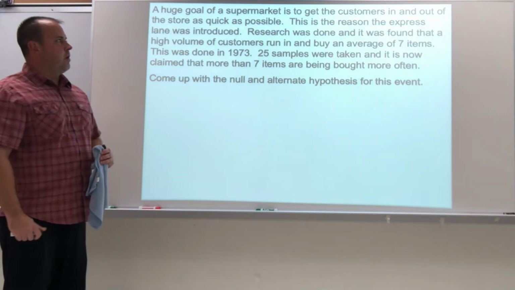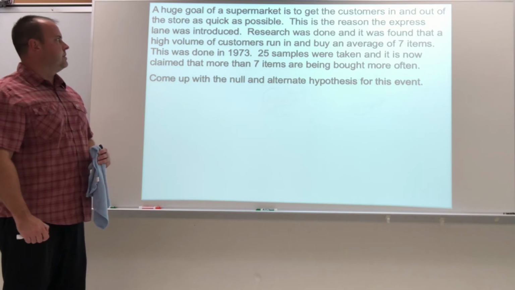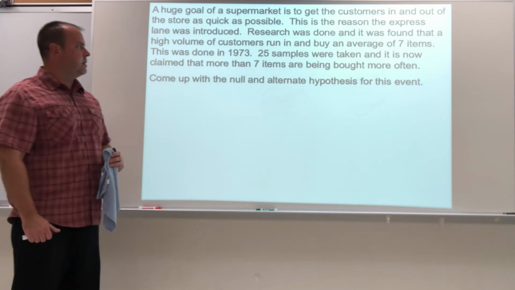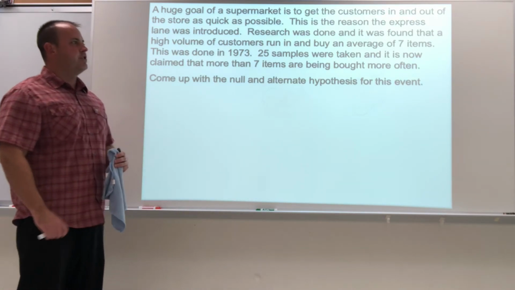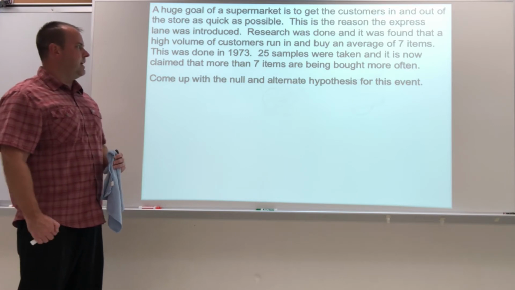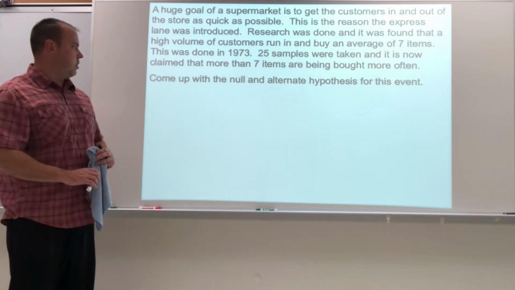A huge goal of the supermarket is to get the customers in and out of the store as quick as possible. This is the reason the express lane was introduced. Research was done and it was found that a high volume of customers run in and buy an average of 7 items. This was done in 1973. 25 samples were taken and it is now claimed that more than 7 items are being bought more often.